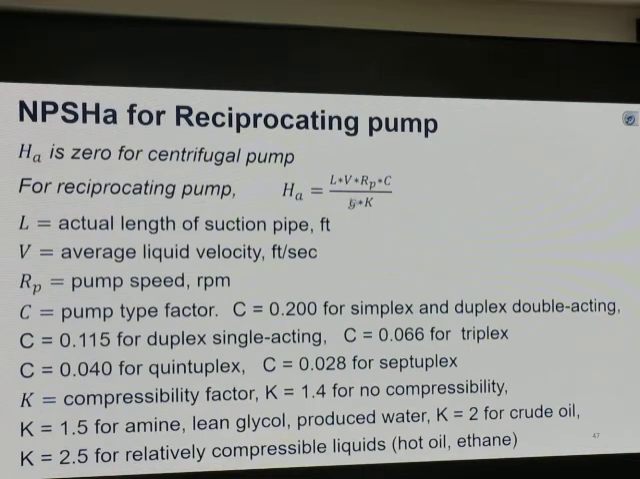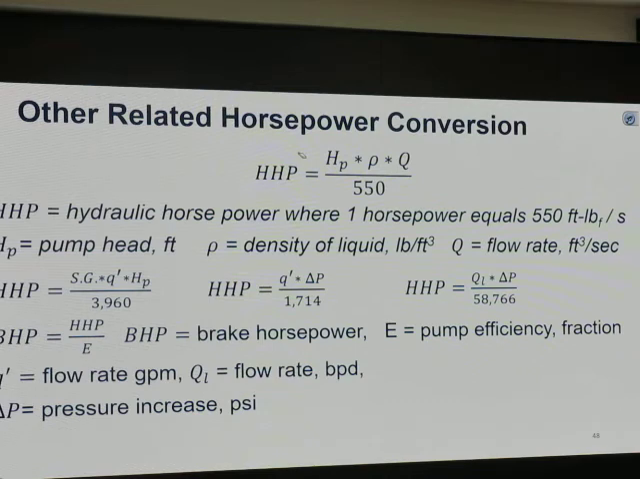All right. What is the G value over here? 9.8 or 32.2? 32.2. Okay, of course, because everything else is in engineering units, right? Okay. Last thing, the last 3 minutes, let's do horsepower calculation. HHP, hydraulic horsepower, is HP, pump head, multiplied by rho, multiplied by Q, over 550. Are you comfortable with this equation? What is that 550? 1 horsepower equals 550 foot-pounds per second, right?